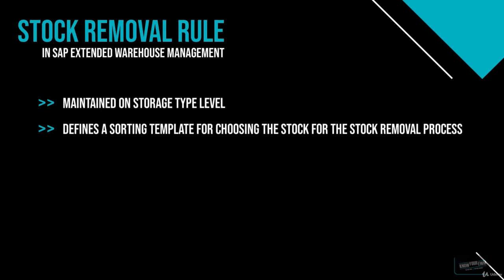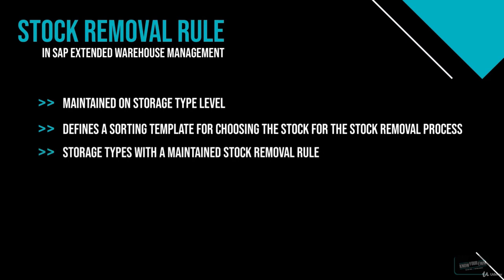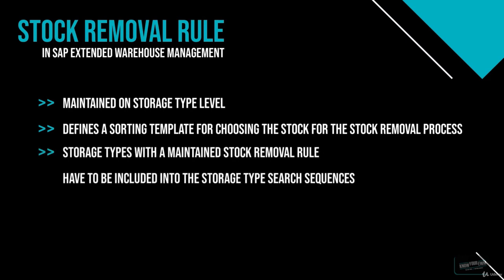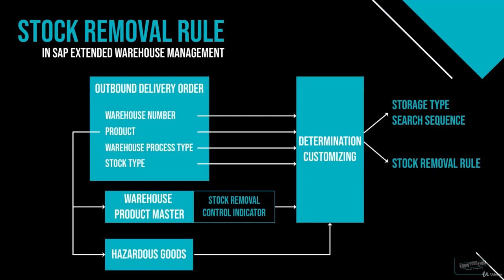Of course, the storage types we maintain such a stock removal rule for have to be included into the storage type search sequences we just had a look at in the previous episode. Like we showed you in this schematic picture, after the EWM system determined the correct storage type search sequence, the customizing leads us to a specific storage type within the sequence. And that storage type provides the information of how we want to sort the available stock with the stock removal rule.